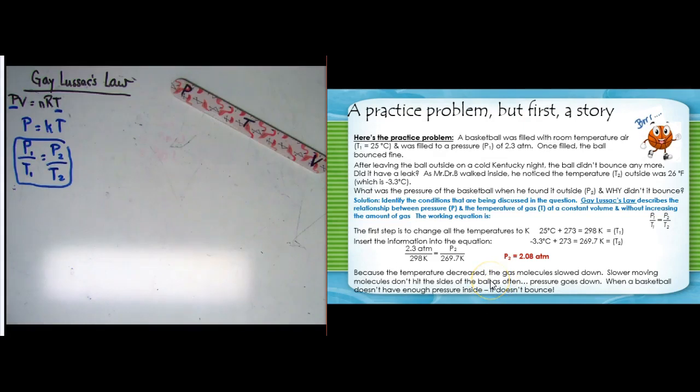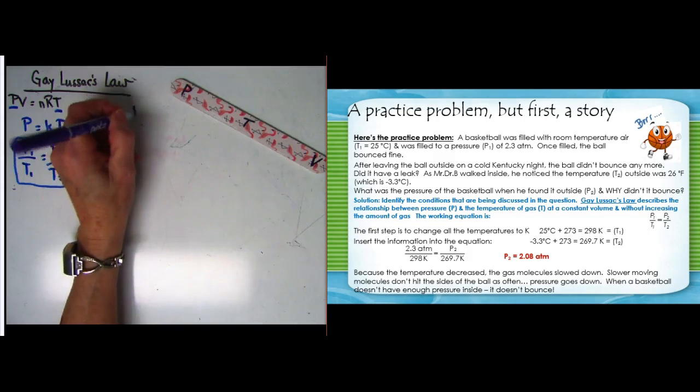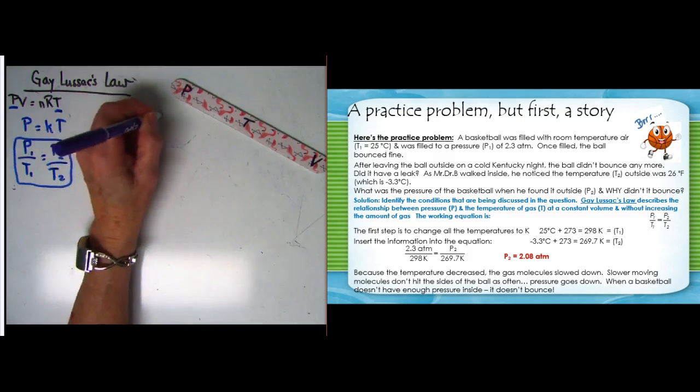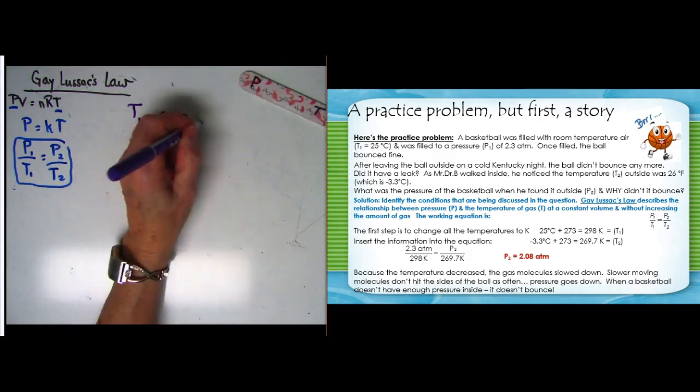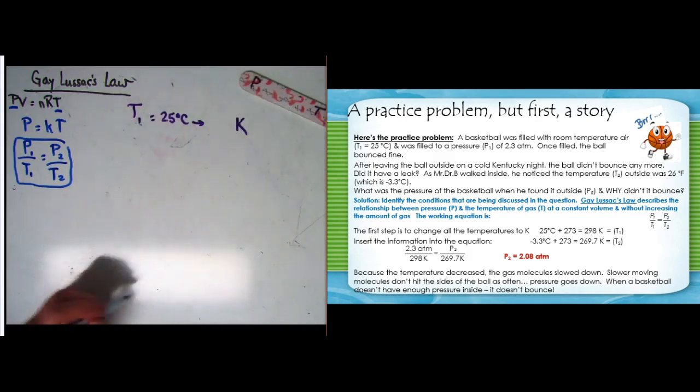So I didn't give you the problem, so here it is. Let's look at this practice problem. Notice it's all worked for you already on the screen, but I want to go ahead and work it so that you can see it happening. All right, so we have a basketball. It was filled with room temperature air. So T1 is 25 degrees Celsius. We're going to have to change that to Kelvin because all temperature has to be in Kelvin.